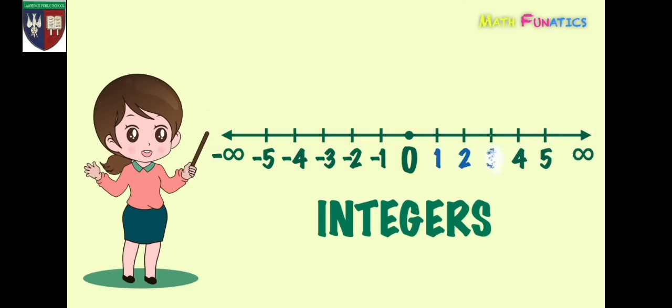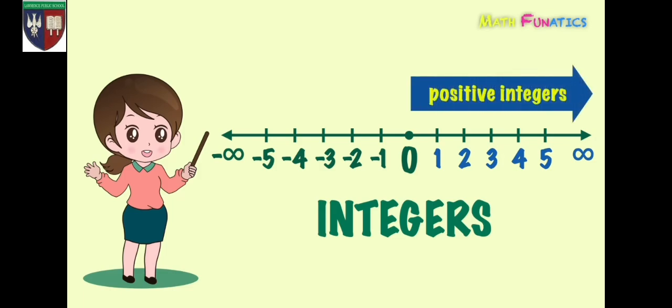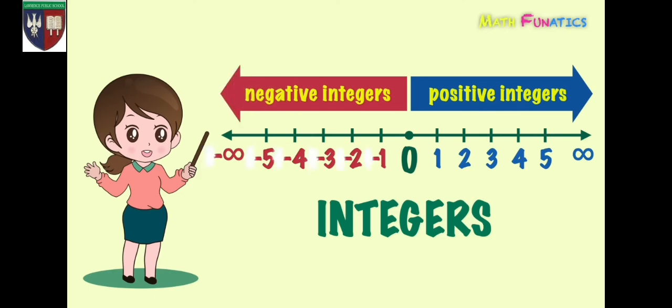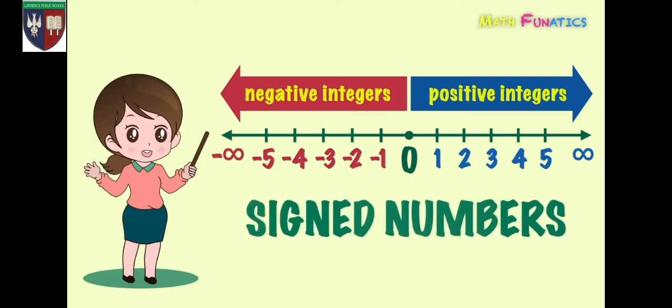Integers that are greater than 0 are called positive integers. They can be written with or without a positive sign. Integers that are less than 0 are called negative integers. They must be written with a negative sign. On the other hand, 0 is neither positive nor negative, meaning 0 has no sign at all. Furthermore, the set of positive and negative integers may also be called signed numbers.